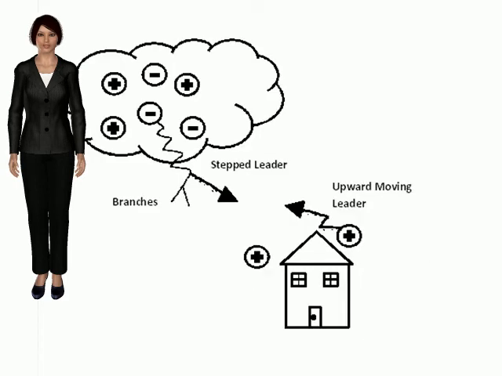A stepped leader of negative charges moves downward in a series of steps. As it nears the ground, a positively charged leader travels up from such objects as trees and buildings. The two leaders generally meet about 165 feet above the ground.